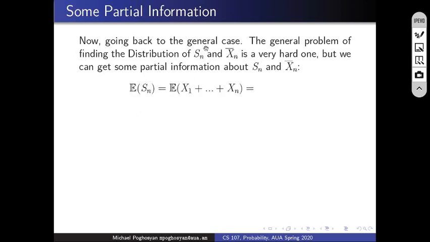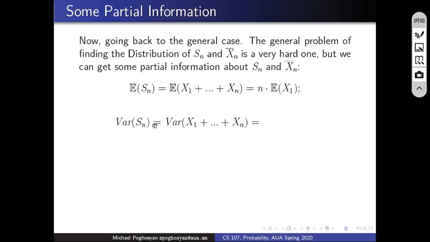We can calculate the expected value of Sn in any case. The expected value of Sn is the expected value of the sum, because Sn is this sum. And because we are talking about IID random variables, this is equal to n times the expected value of each of them.